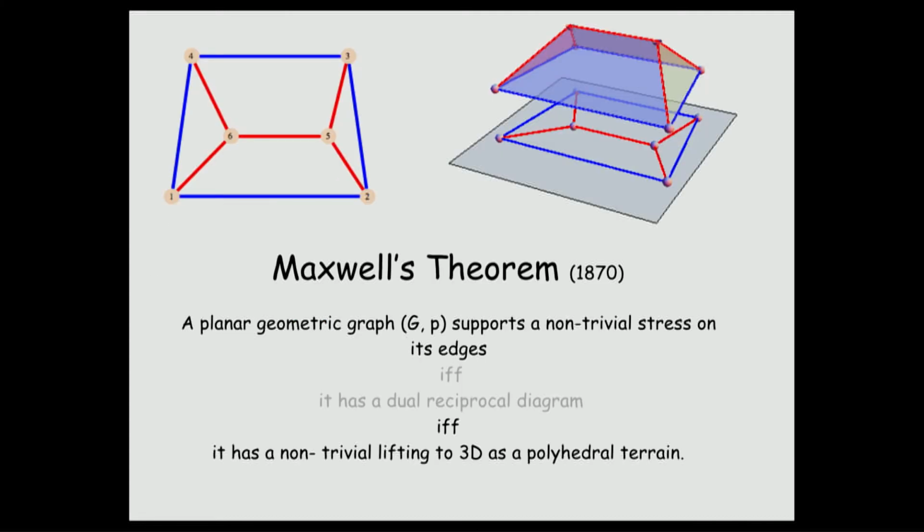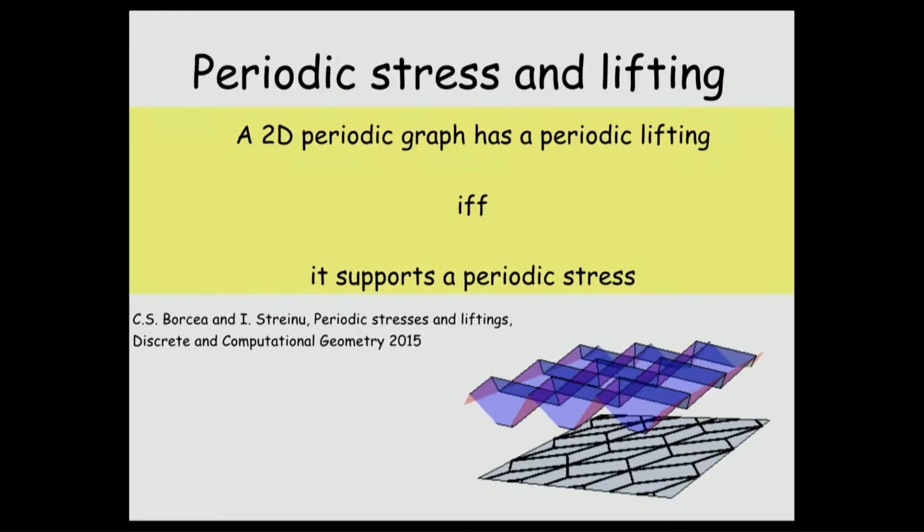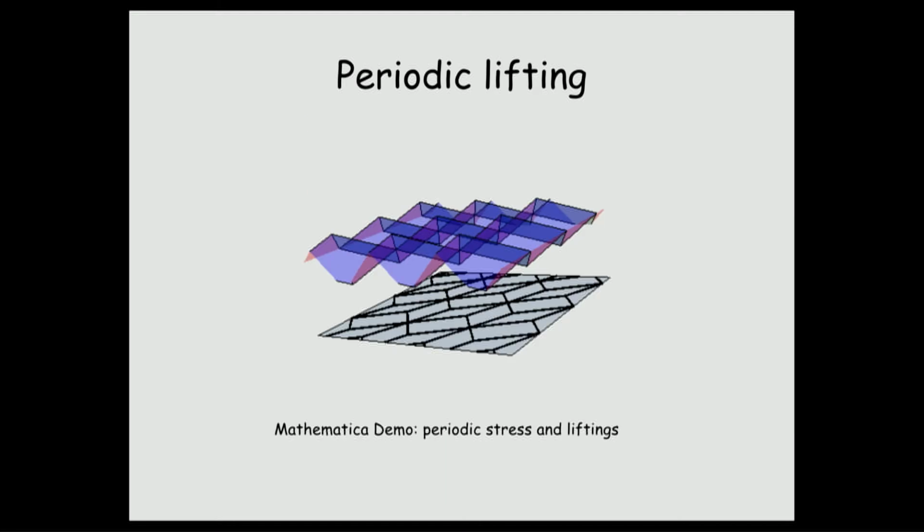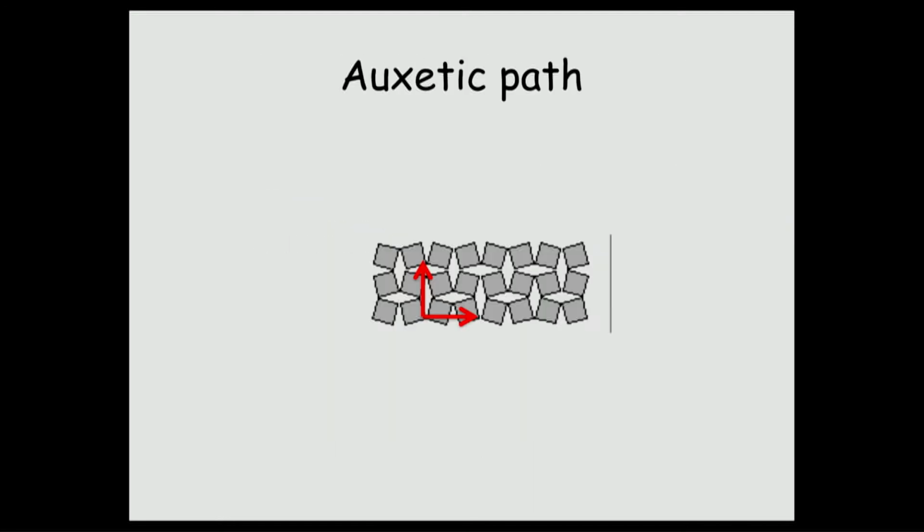And all I want to tell you is that Maxwell comes back again because the proof of this theorem of understanding the properties of periodic pseudo-triangulations was done by using a generalization of Maxwell's theorem, the second paper, geometric paper of Maxwell, from the finite setting to a periodic setting, and is related to periodic stress and liftings. If you are curious, we can talk more about that. So let me quickly skip this.